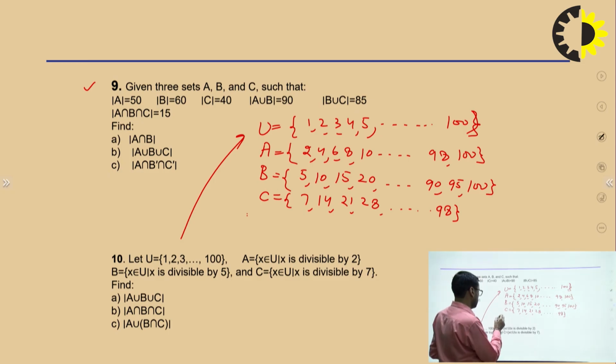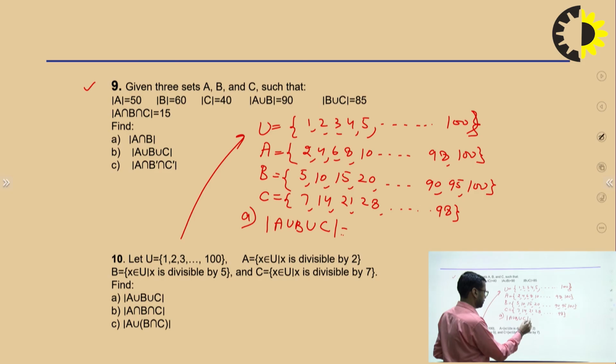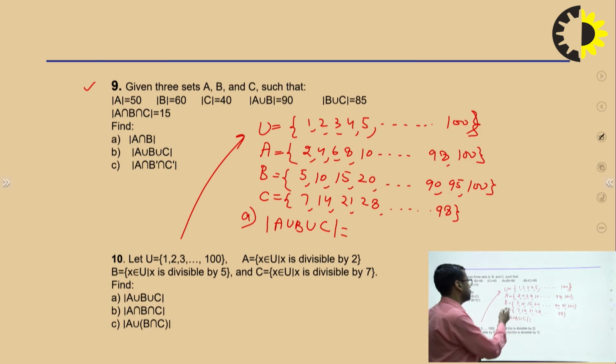So the first operation is A union B union C. What are the elements that are common in that particular case? Firstly, these are the mod operations. So we will count the number of elements that exist in such a case. Firstly, we will find out the number of elements that belong in this particular case.